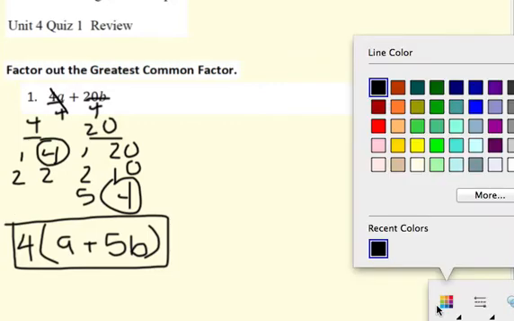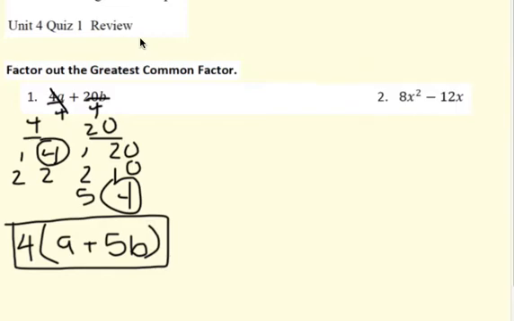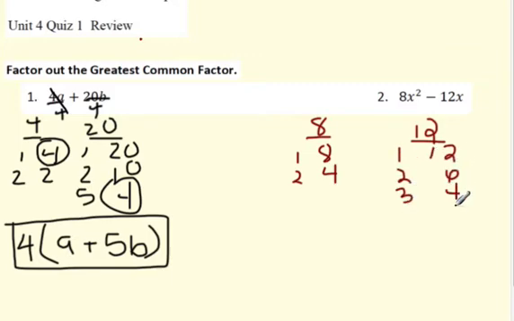Now, let's take a look at number 2. We want to figure out what 8 and 12 are going to multiply to. So we have 1 and 8, 2 and 4 for 8. Then for 12, we have 1 and 12, 2 and 6, 3 and 4. So the biggest number that is a factor of 8 and 12 is 4.